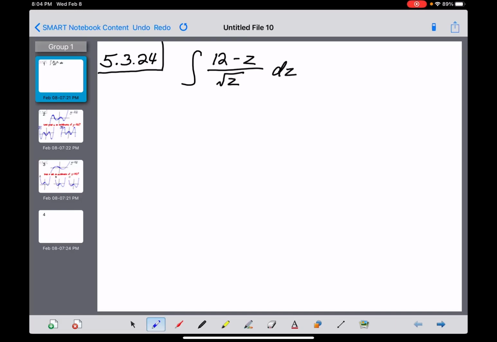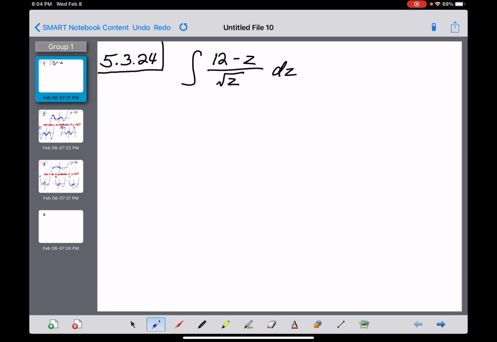Number 24 in 5.3 is asking you to take the antiderivative of a fractional function with variables on both the top and the bottom: 12 minus z in your numerator and the square root of z in your denominator, all taken with respect to z. Now, the easy mistake to make right here is to think that you can simply reverse the process of differentiation in order to come up with this antiderivative.